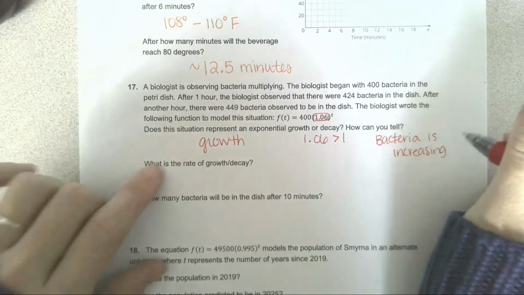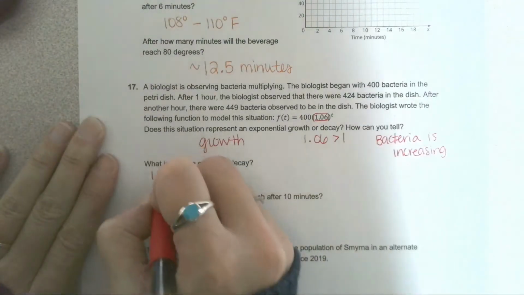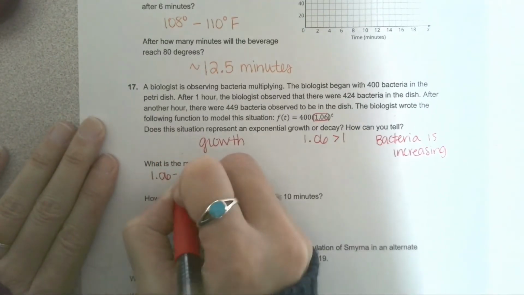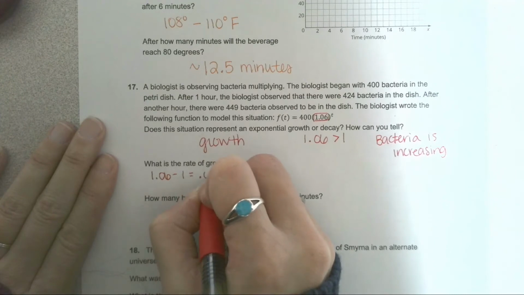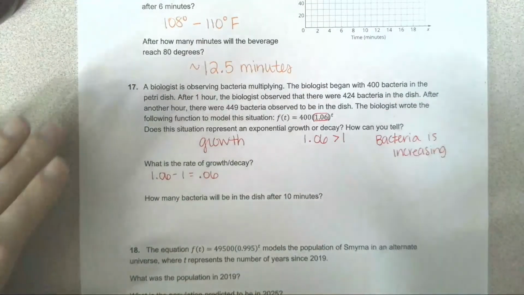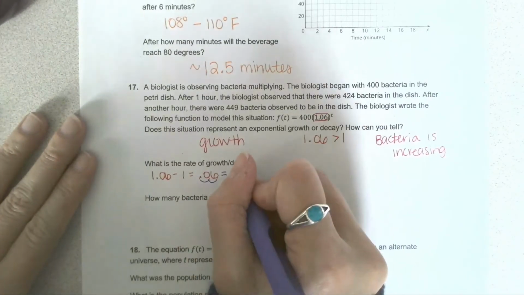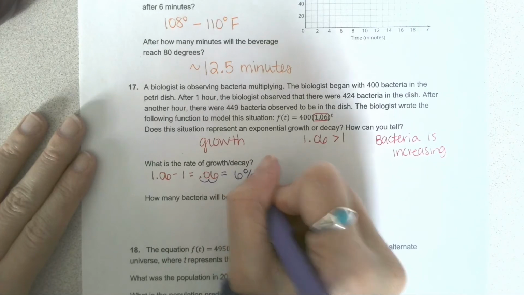Then it says, what is the rate of growth or decay? So we are going to take 1.06 and subtract 1. So 0.06 is the amount that it is over. And then we're going to write that as a percent. So our rate of growth is 6%.